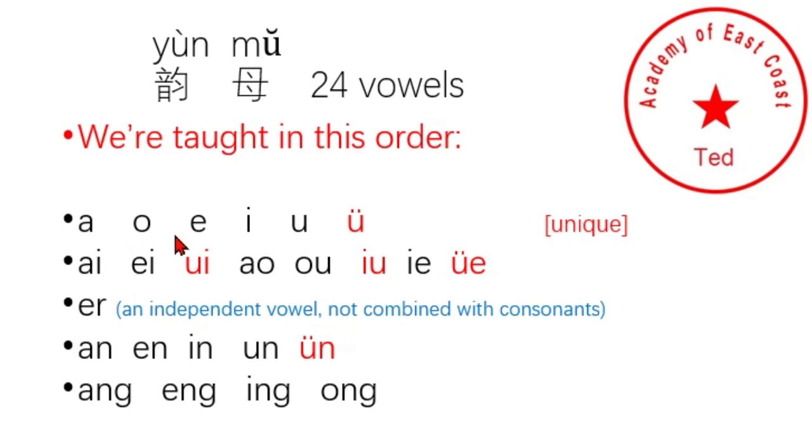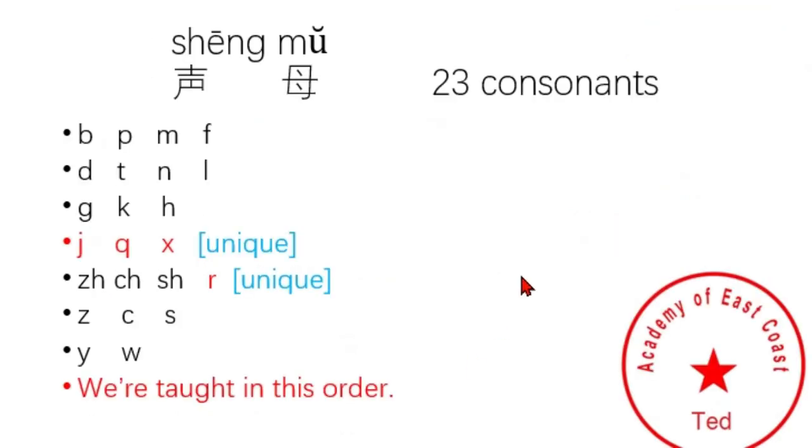a, o, e, i, u, ü, ai, ei, ui, ao, ou, iu, ie, üe, er, an, en, in, un, ün, ang, eng, ing, ong. Now the consonants. b, p, m, f, d, t, n, l, g, k, h, j, q, x, zh, ch, sh, r, z, c, s, y, w.